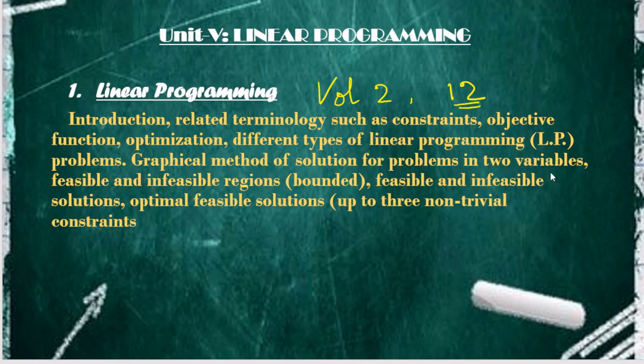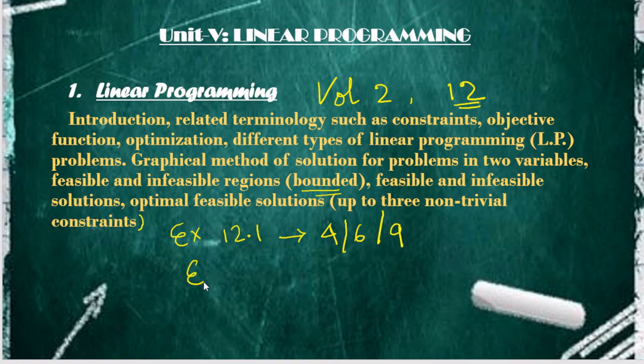of solution for problems in 2 variables, feasible and infeasible region, only bounded part is there. Feasible and infeasible solutions, optimal feasible solutions, up to 3 non-trivial constraints. So, in this chapter, from exercise 12.1, some questions are removed. These are question number 4, 6 and question number 9.